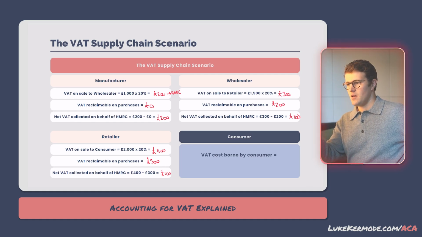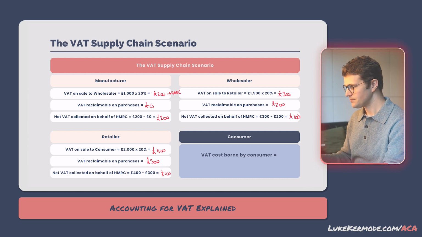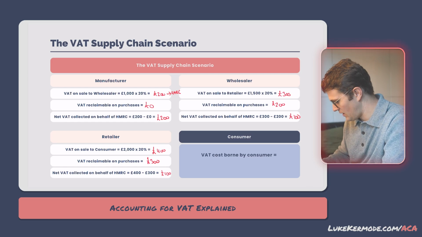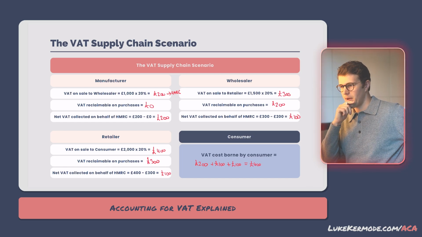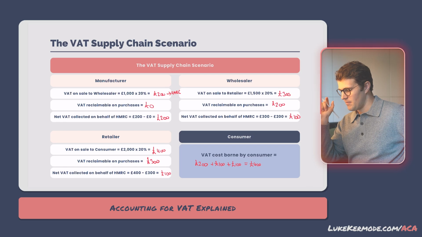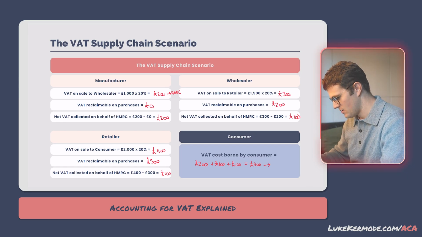Well, each business pays VAT only on the value that they've added in the supply chain. So in total, HMRC receives VAT of £200, which is collected by the manufacturer, £100 collected by the wholesaler, and £100 collected by the retailer. So the total VAT that's been collected is £400, and that is ultimately borne by the consumer. So that's also equal to the VAT charged on the final sale to the consumer.